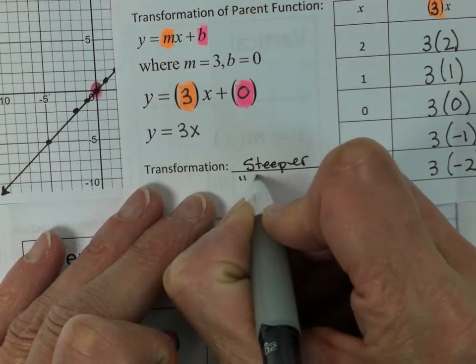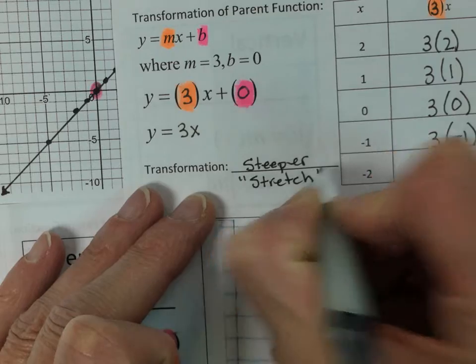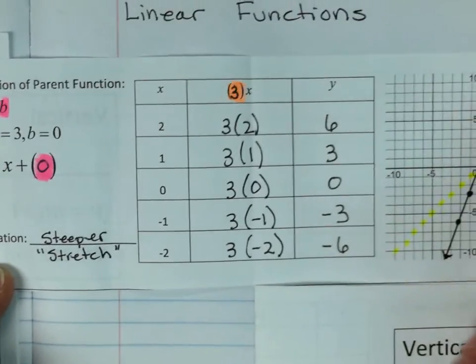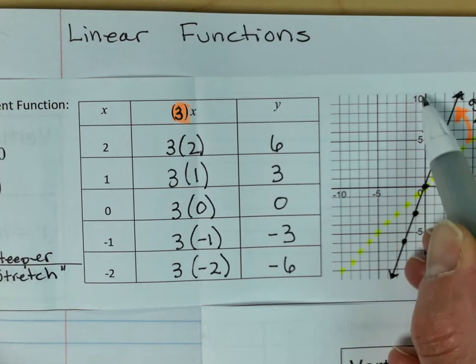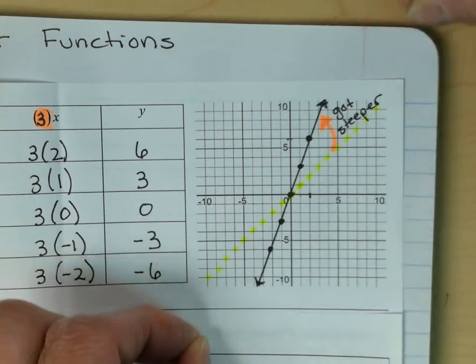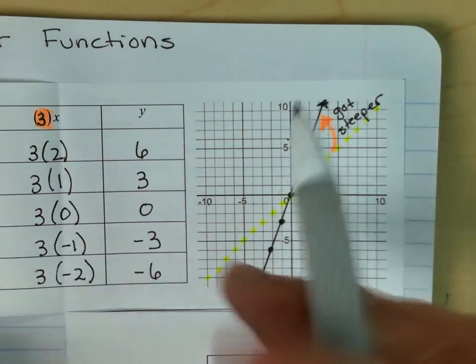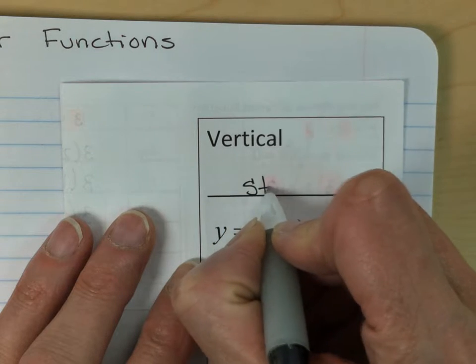It's also called a stretch, because it stretched to your y-axis. Notice it got closer, it got stretched up. So I want you to imagine if you were to pull this, it starts getting skinnier and taller. So here we're going to say this is a vertical stretch.